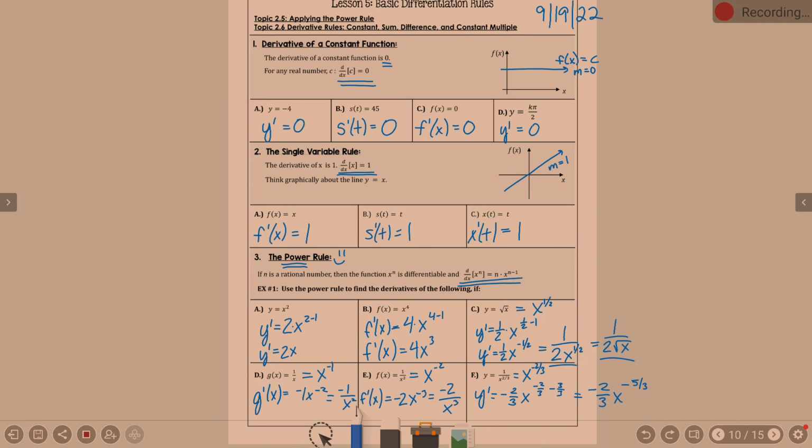And hopefully you guys are fitting yours in the box. Mine's fine on my paper. As I write this, -2 over 3x to the 5/3. Okay.